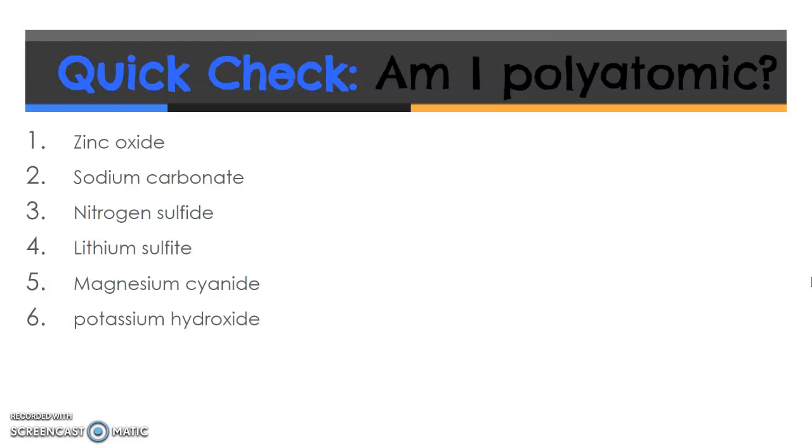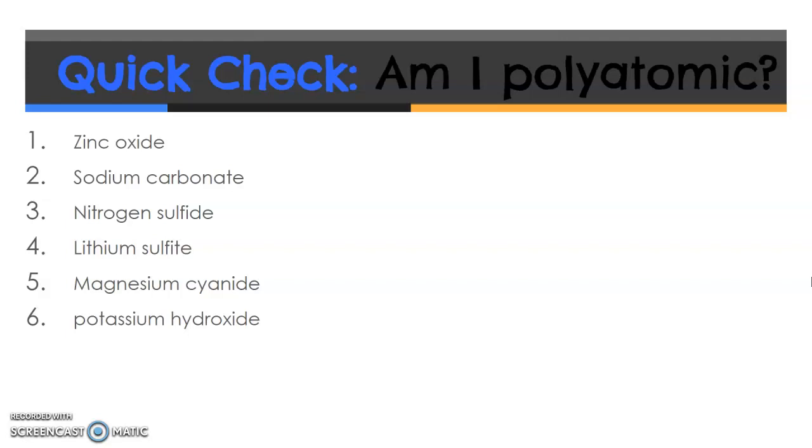Okay, so let's go through these. The first one is zinc oxide. So we've got zinc and oxygen, and it ends in ide, so that's going to be a no. That is not polyatomic. The "poly," meaning many, applies to the anion, not the metal. There's only oxygen there, so it's one element, not polyatomic.